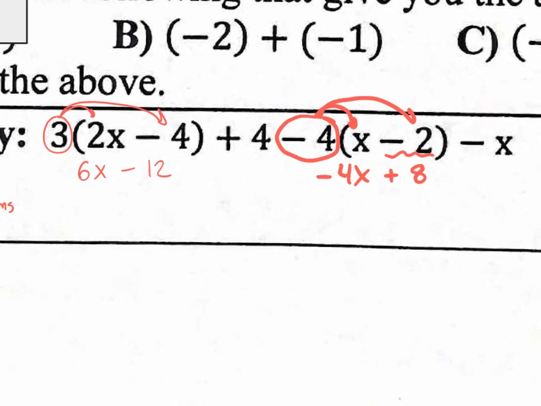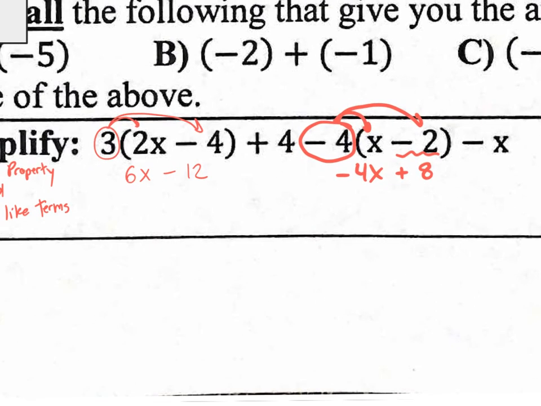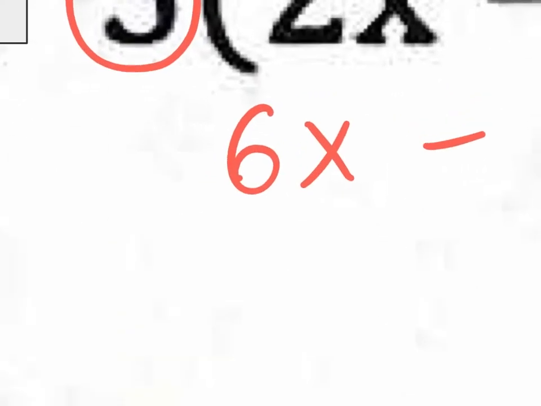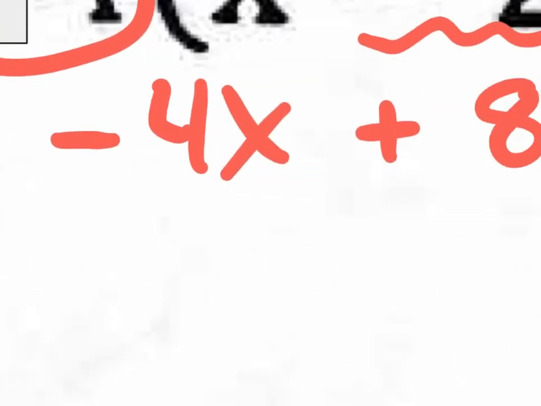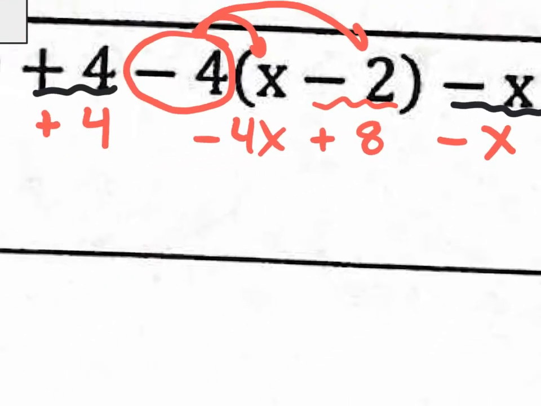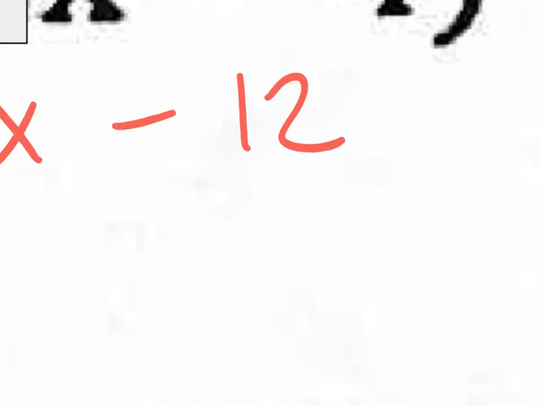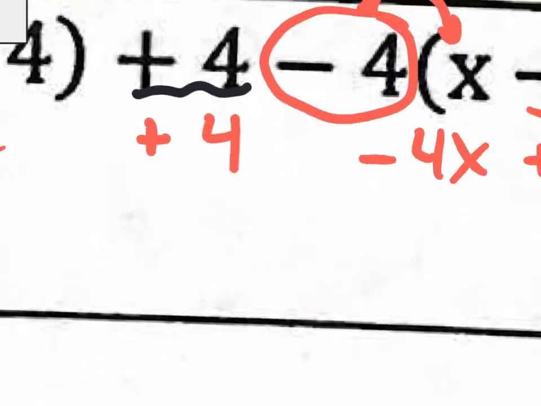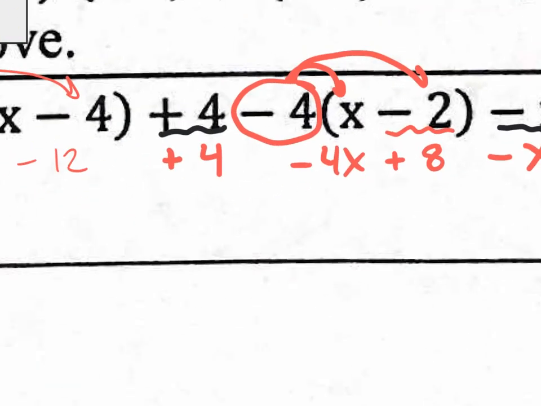So we've distributed, but let's rewrite everything else that we didn't use. Let's bring down this plus 4. I'm just going to bring it down, plus 4. This minus x at the end, I'm just going to bring it down, minus x. So I really have so many different items, and I'm going to combine like terms second. So I'm going to combine that 6x with that negative 4x with that negative x. Combine all the x's together. And then I want to go back and combine that negative 12 with that positive 4 with that positive 8. Combine all the numbers together.